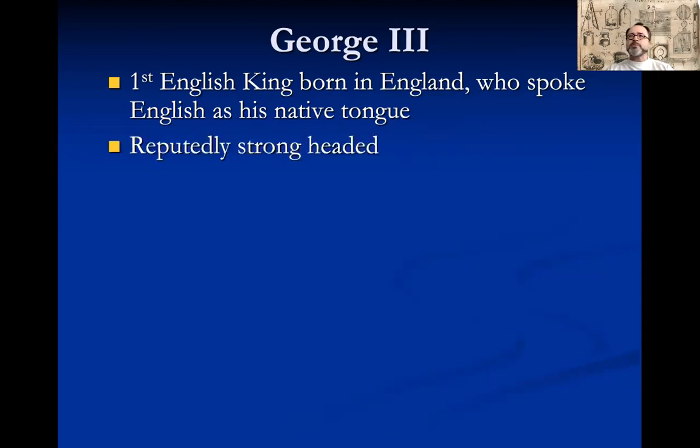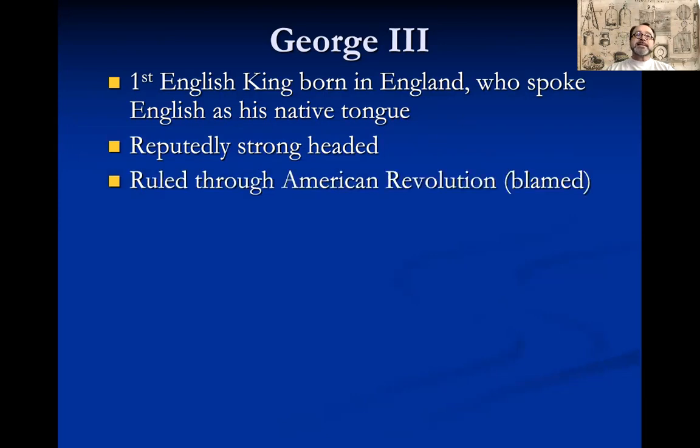He had a reputation for being strong-headed, but at least he negotiated with his prime ministers. This is the king that was king during the American Revolution and the king who was blamed for the American Revolution by letting America have too much autonomy. That's why we're here, guys. And when England tried to push him to control the Americas more, they lost Americas.